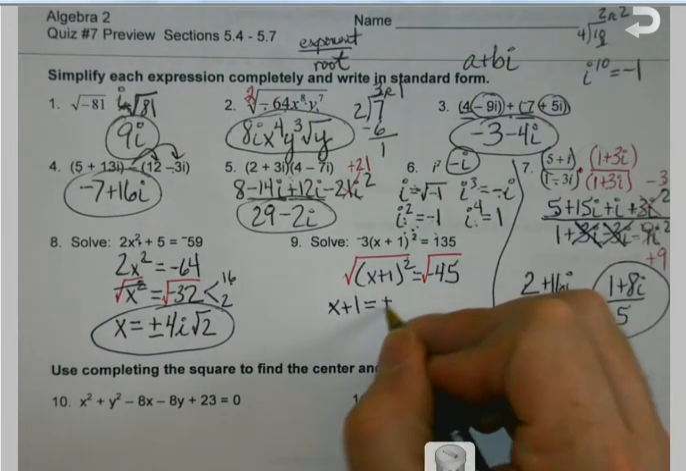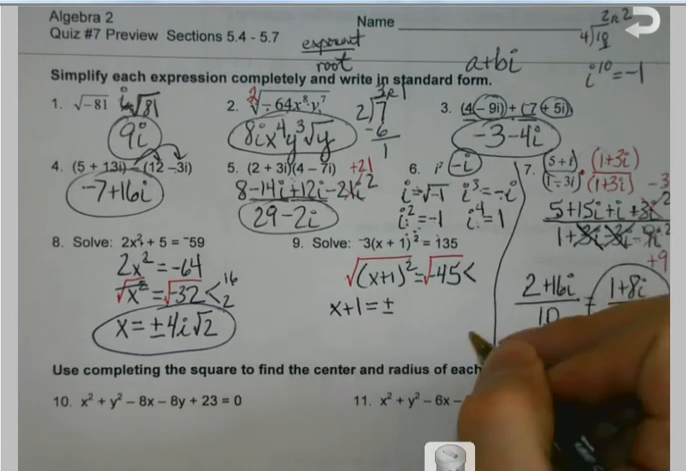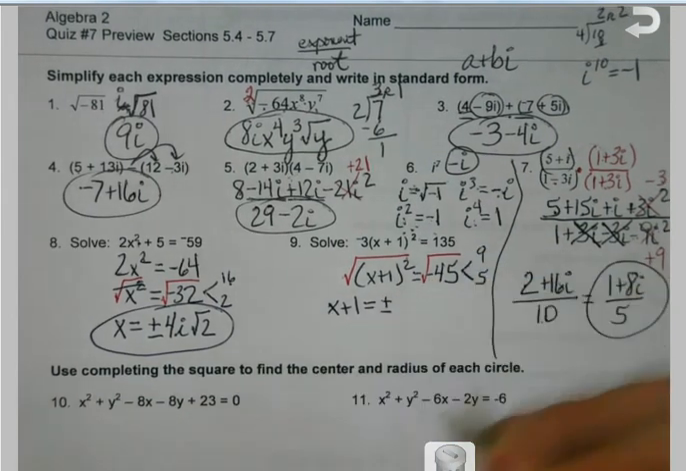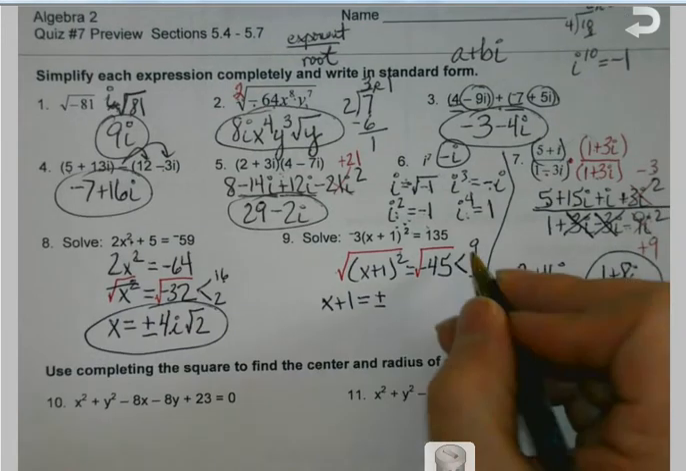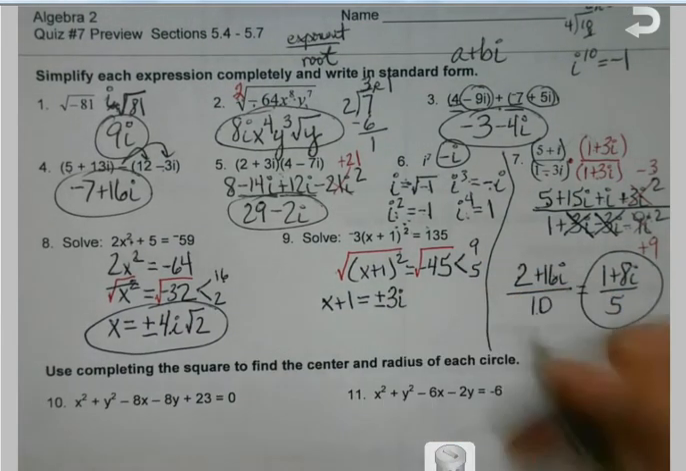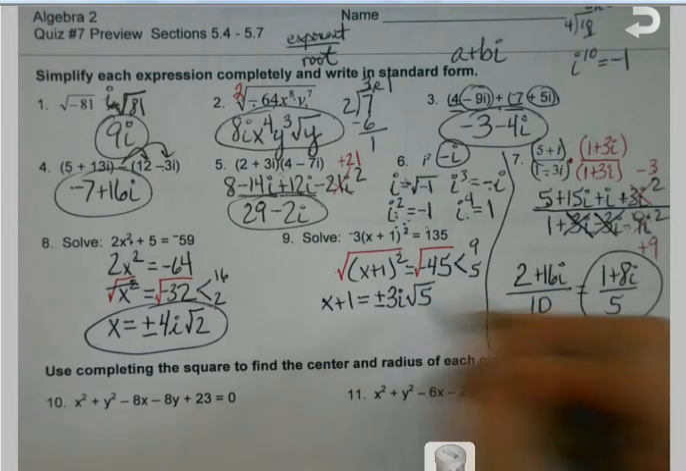Again, I've got plus or minus. I know an i is coming out because of the negative. So I've just got to break down the radical now. So square root of 9 is 3. That's going to come out with my i. 5 doesn't break down. It's got to stay there.